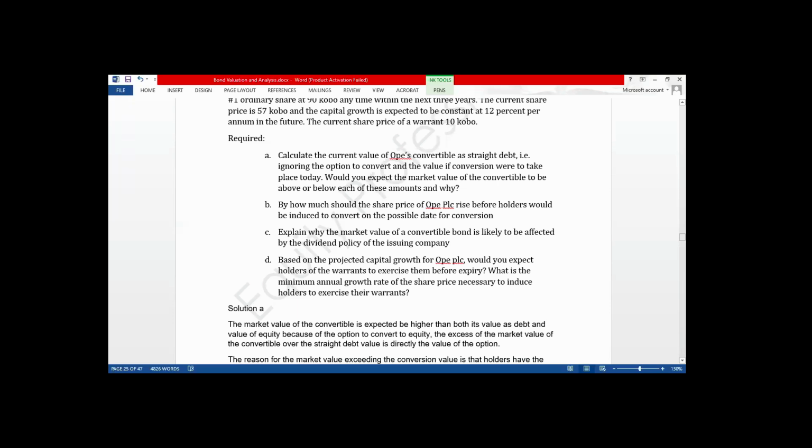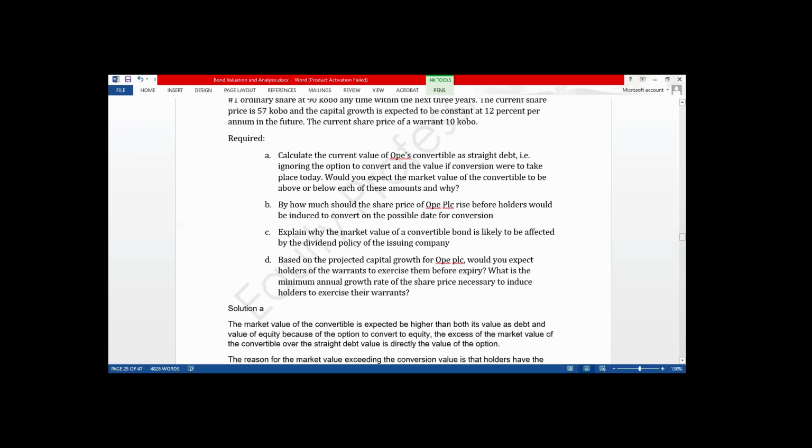By how much should the share price of Okpe PSC rise before orders will be induced to convert on the possible date of conversion? The first question is, what is the possible date of conversion? That is 1 year's time. 1 year. Good. I have a choice to convert the debt to equity in 1 year's time.